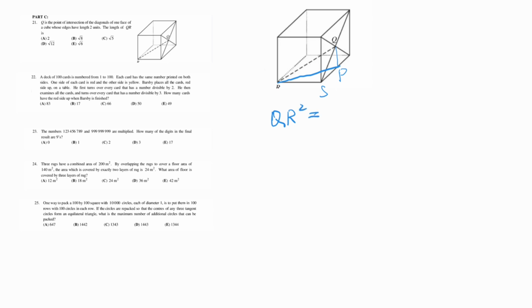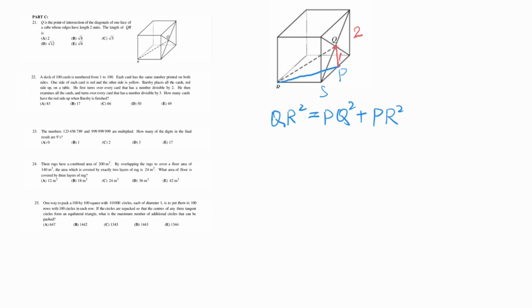QR square equals PQ square plus PR square. And PQ, that's 1. Because the side length is 2, this is the intersection of the 2 diagonals. That's the center of the square. So from the center to each side is 1. So this part is 1.